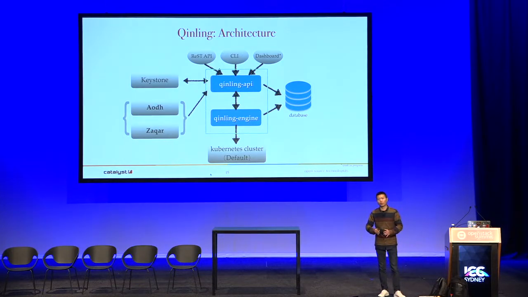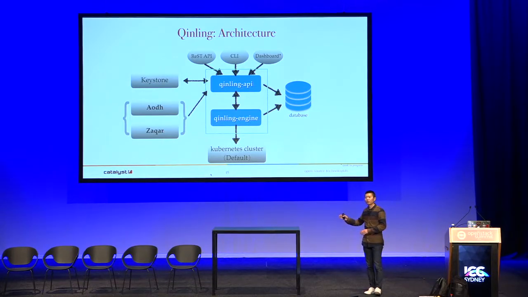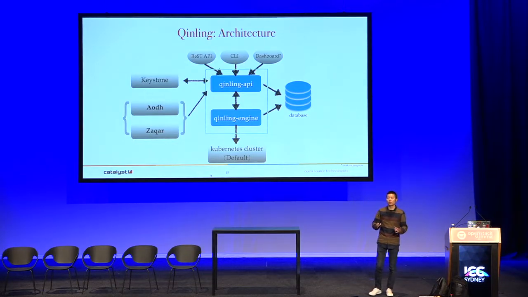And you can talk to Qinling directly using the HTTP API, or command line interface, or even a dashboard in future. The Qinling engine is responsible for maintaining the mapping between function and containers. You can see here I put Aodh and Zaqar services because Qinling can be very powerful when used together with those two services.